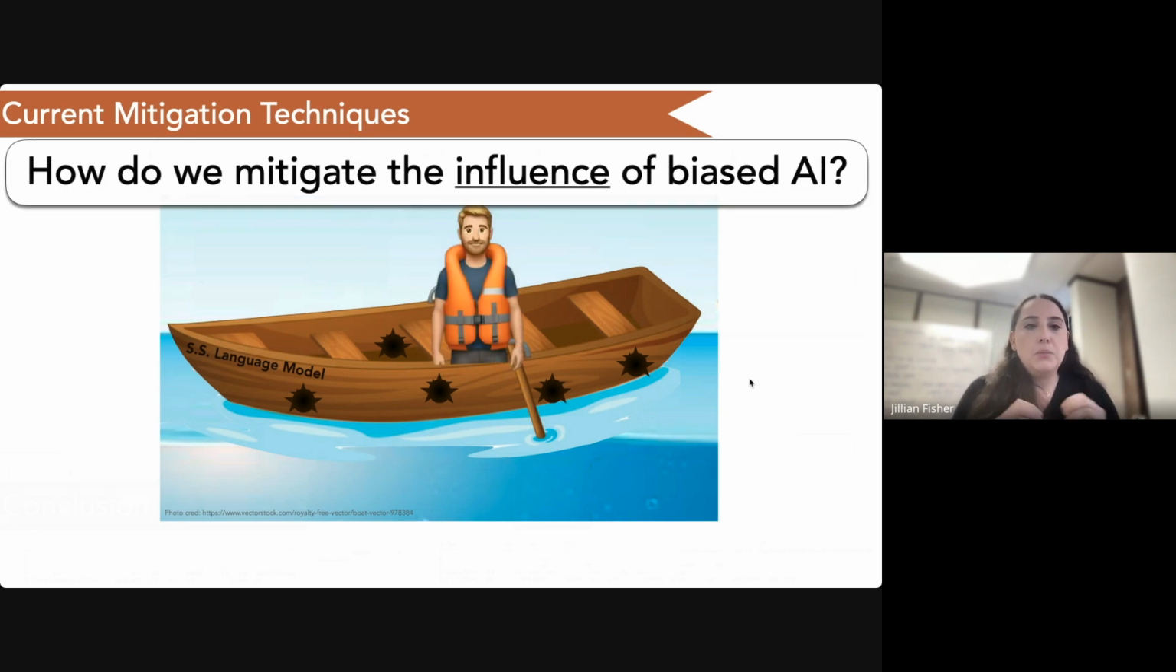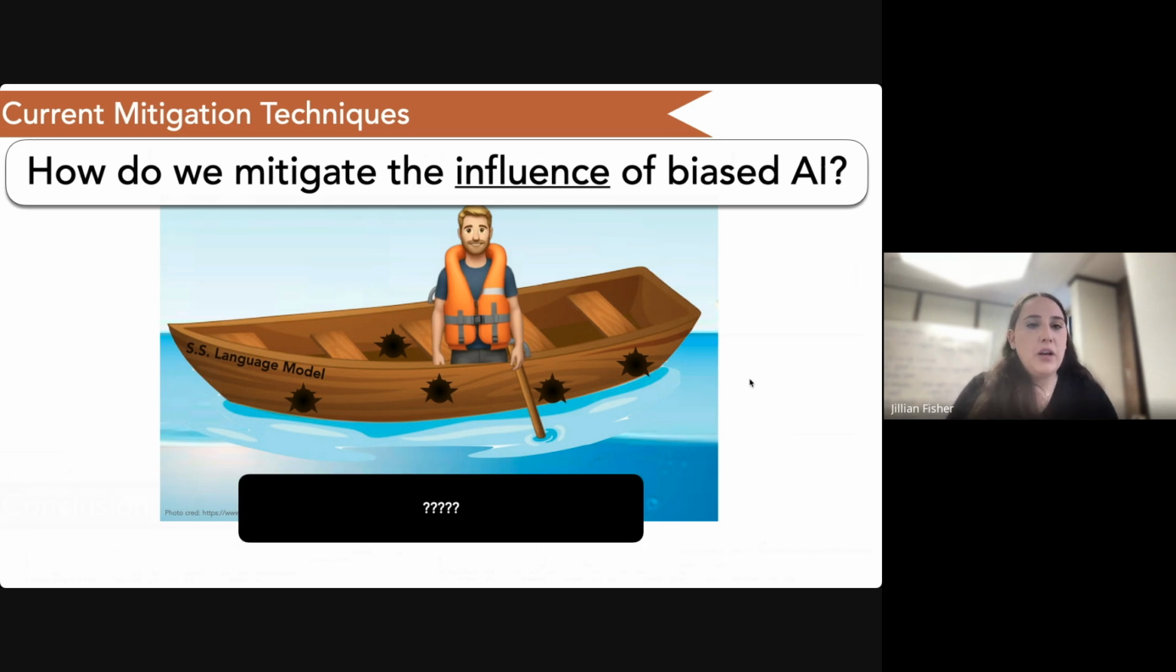How do we become the person with the life raft in the boat that maybe has holes? I think this question is starting to be looked at in the community, but hasn't had as many answers as the first question I proposed.